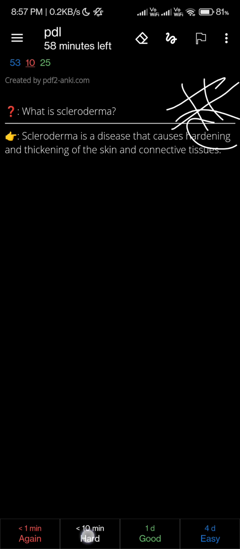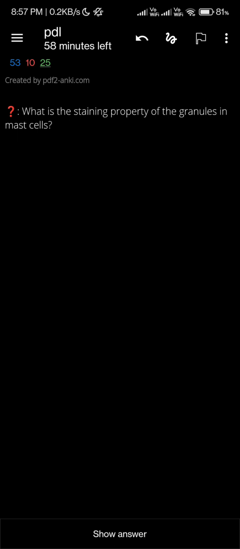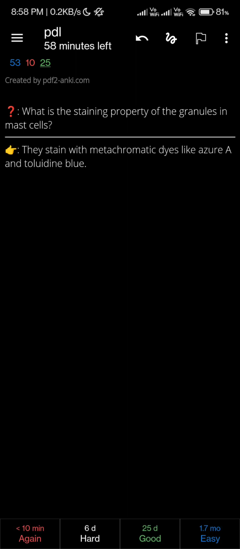What is the staining property of granules in mast cells? They stain with metachromatic dyes like azure A and toluidine blue.